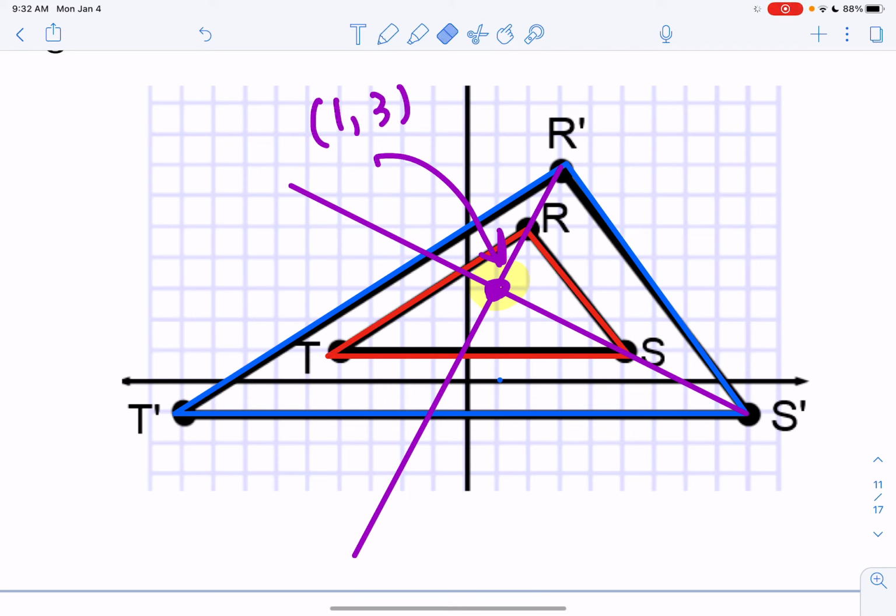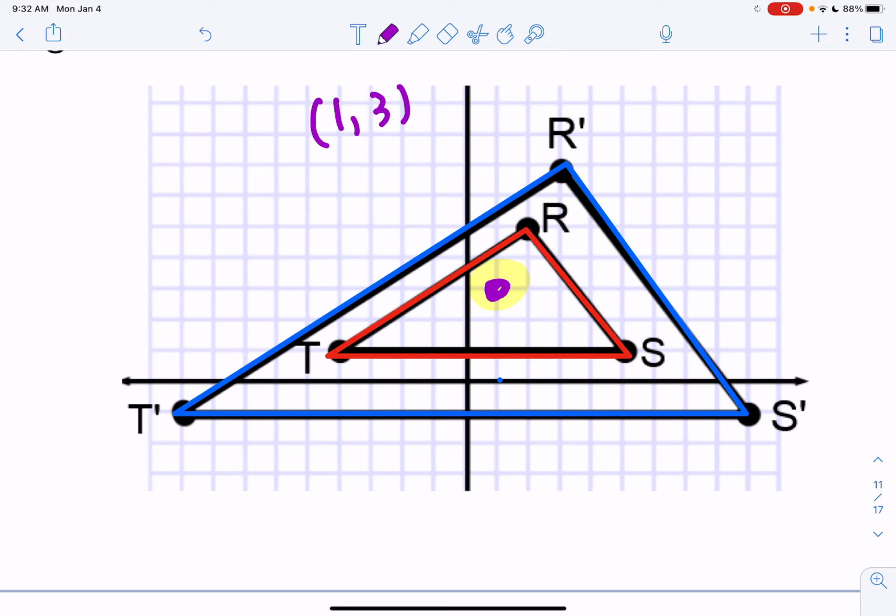So if I get rid of some of these, one way to verify this is to double check those distances from 1, 3 to all these other points. What I mean by that is how do I get from R to there? So this is going to be up 2 and over 1. If I go from R to R prime, I'm going to go up 2, 3, 4, over 1, 2. All right. And then I do the same thing for S. Over 1, 2, 3, 4, down 1, 2. So that's 4 and that's 2.